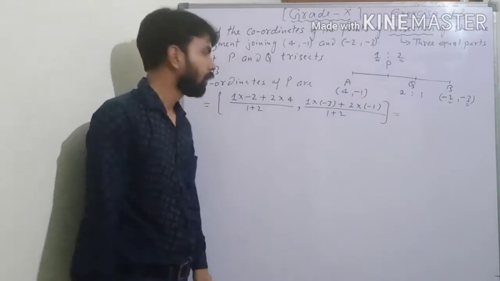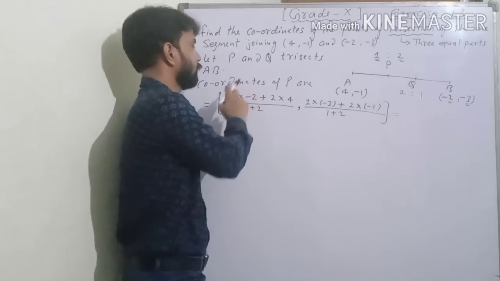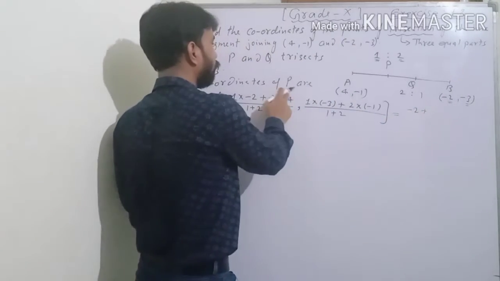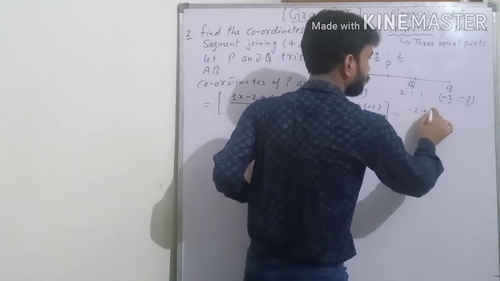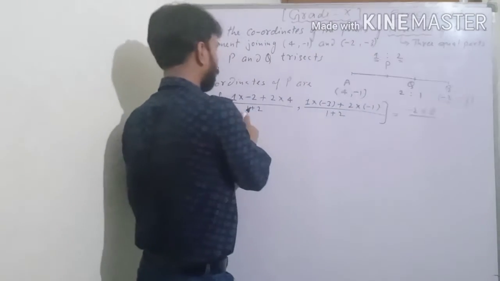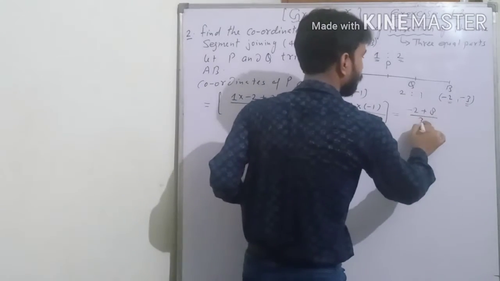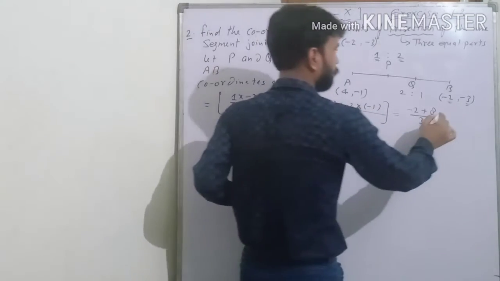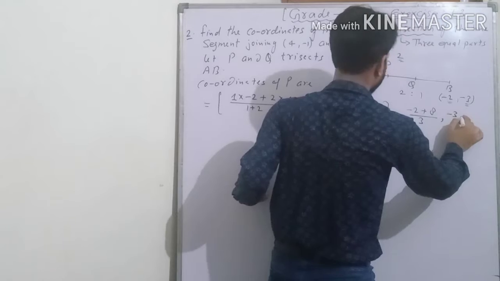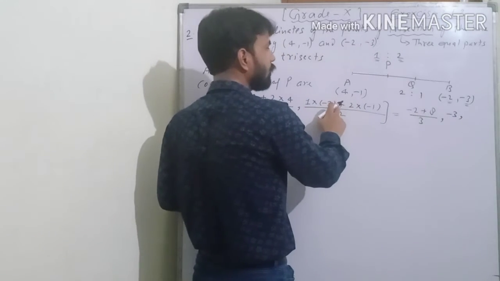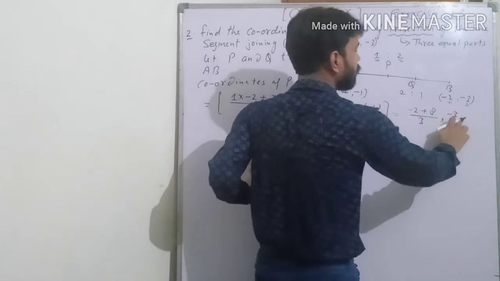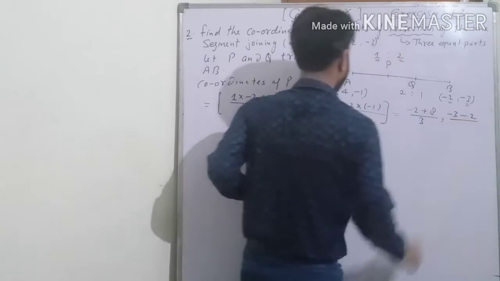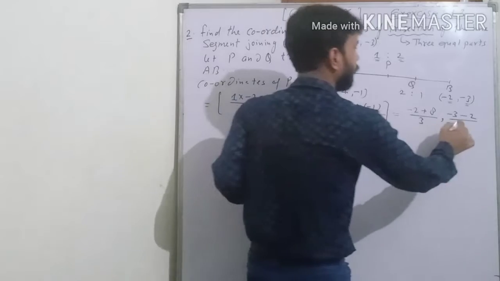Clear? Now see, 1 into minus 2, that is minus 2, plus 2 4s are 8, upon 1 plus 2 is 3. Second point, 1 into minus 3, that is minus 3, plus 2 into minus 1, that is minus 2, upon 1 plus 2, that is 3.